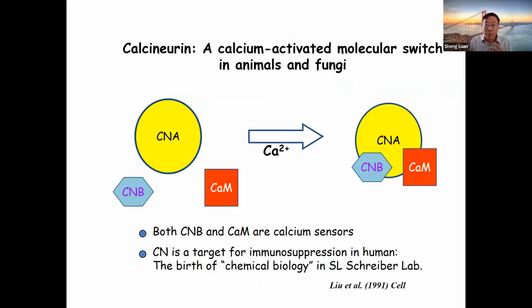Okay, so that actually goes all the way back to the time when I was a postdoc in the Harvard Chemistry Department. I was studying a calcium-activated molecular switch called calcineurin, which is a calmodulin calcium-dependent protein phosphatase. The catalytic subunit A needs to interact with regulatory subunit B and calmodulin in response to calcium to form this trimeric active enzyme.